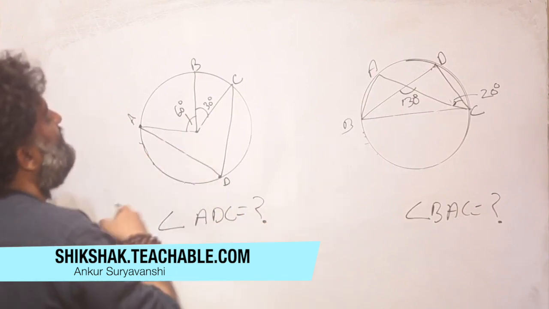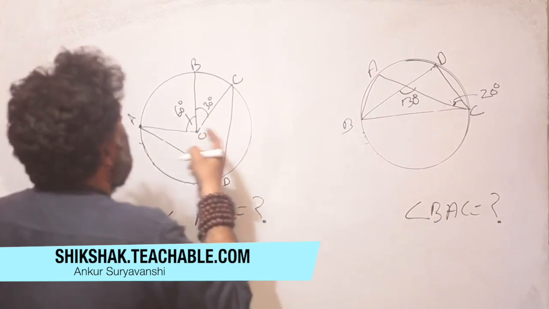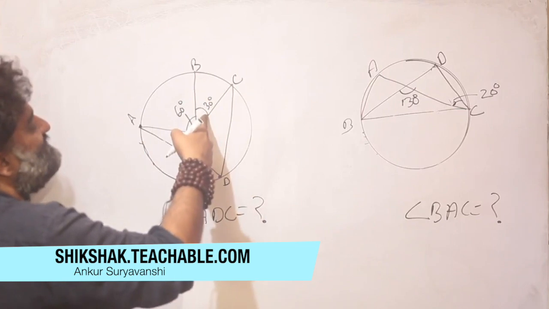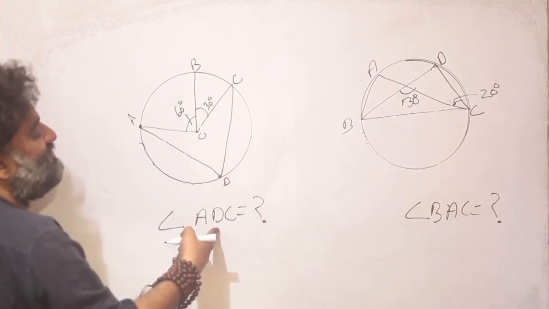And this is the story. This is the center O, and AOB is given as 60 degrees, BOC is given as 30 degrees, and your question is what is going to be angle ADC.